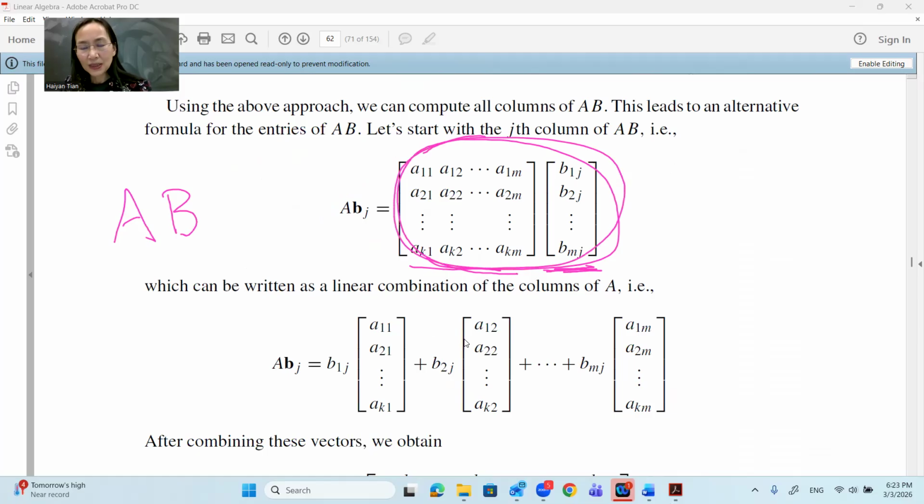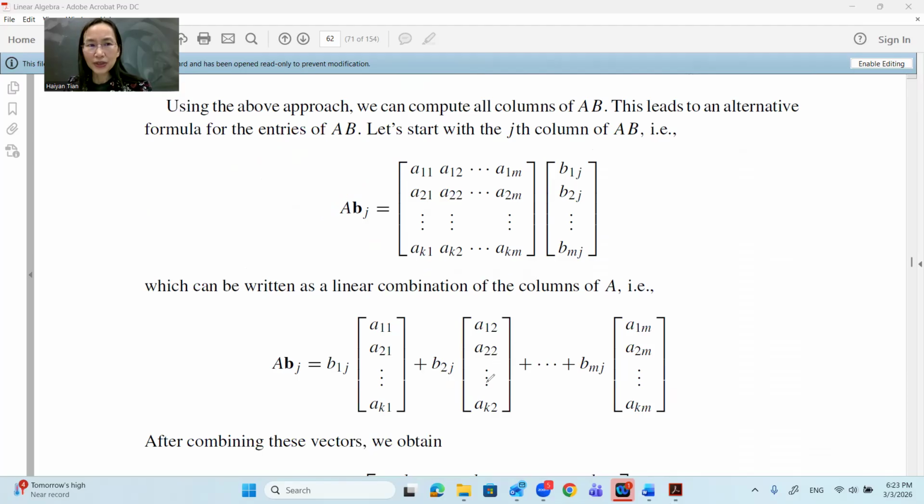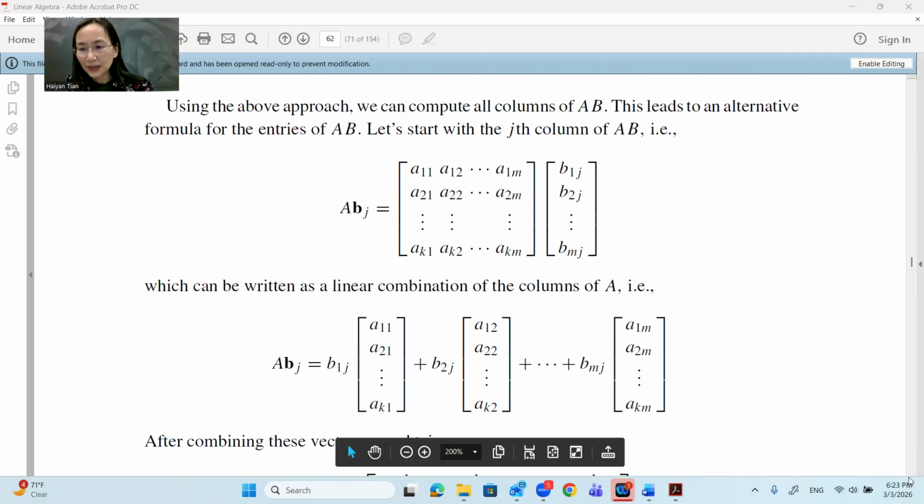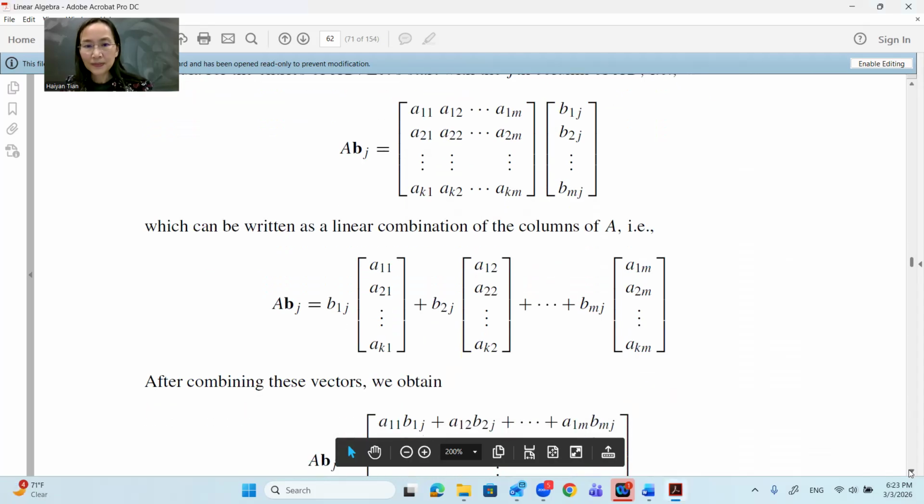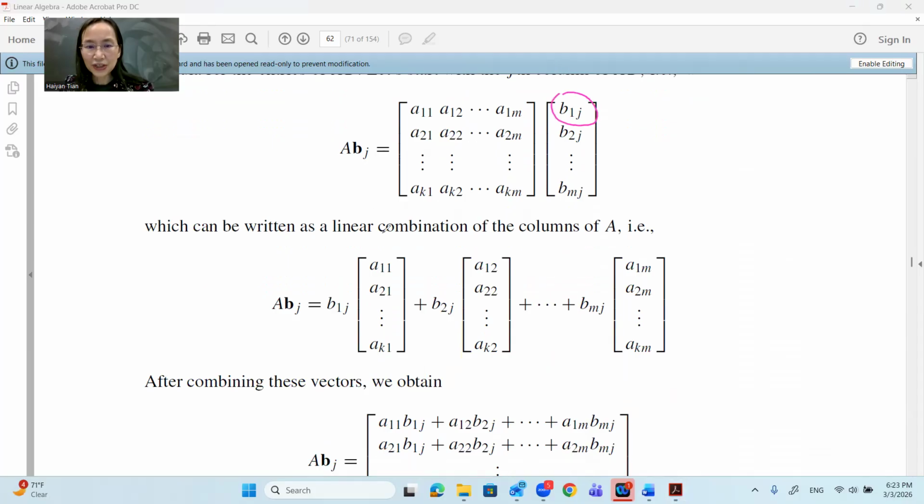So it's the jth column, but what if I want to find the ith entry of the jth column? Then we just need to multiply a little more. As you can see, it's a linear combination, right? B1j times the first column, and then B2j times the second column, because we just expand. It's a linear combination of the columns. We just rewrite the same quantity, a different way of writing this.